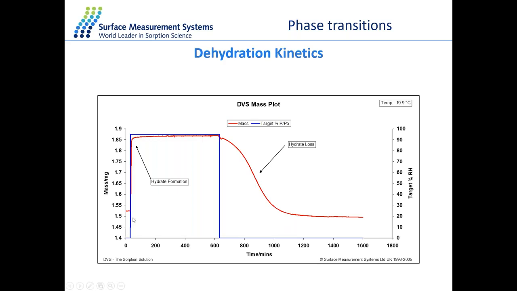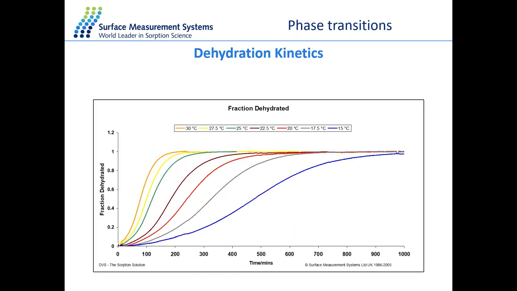We start from the dry sample, we load it in a DVS, we leave it overnight at 90% relative humidity. We saturate the sample, we form the hydrate, and then we drop back to 0. And we want to know how quickly it goes back to the initial form, and if it goes back to the initial form. Now, that's a very, very simple experiment, but obviously we can change the temperature at which we perform this experiment, and then we can measure the fractional formation or dehydration of the sample, so the formation of the anhydrous form back to the initial part.